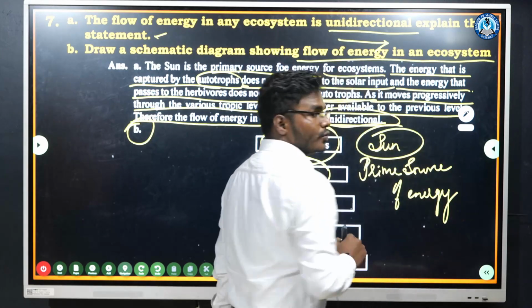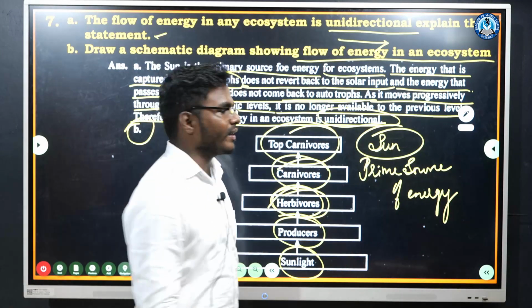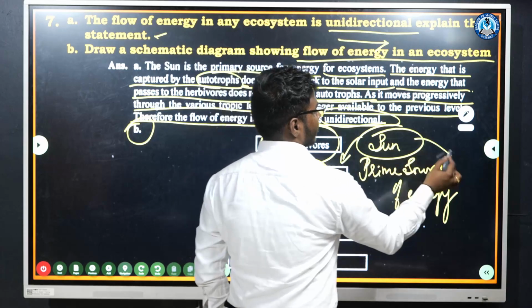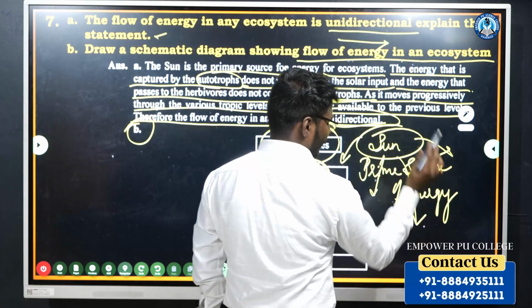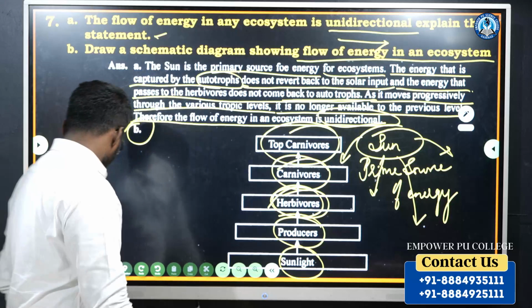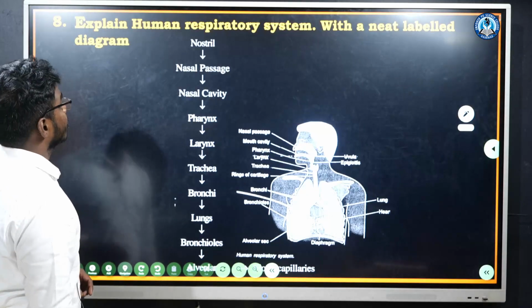So mainly it is the sun which is the prime source of energy. It is the sun. So all the animals get the energy from the sun. All the animals, all the organisms. Got it? So moving on to the next question.